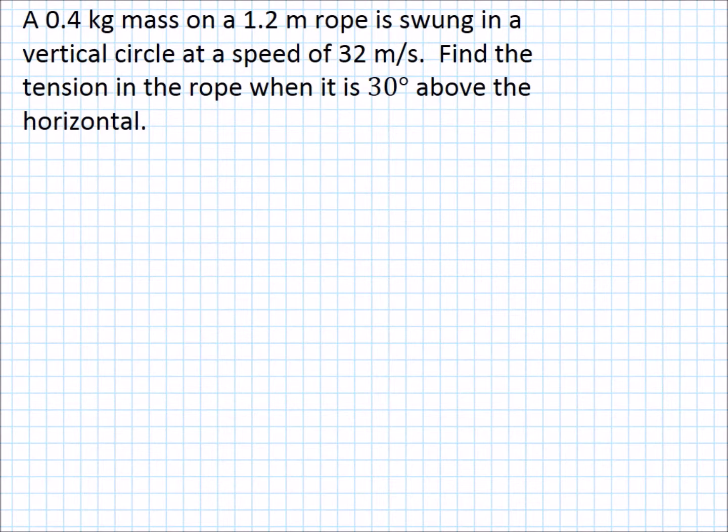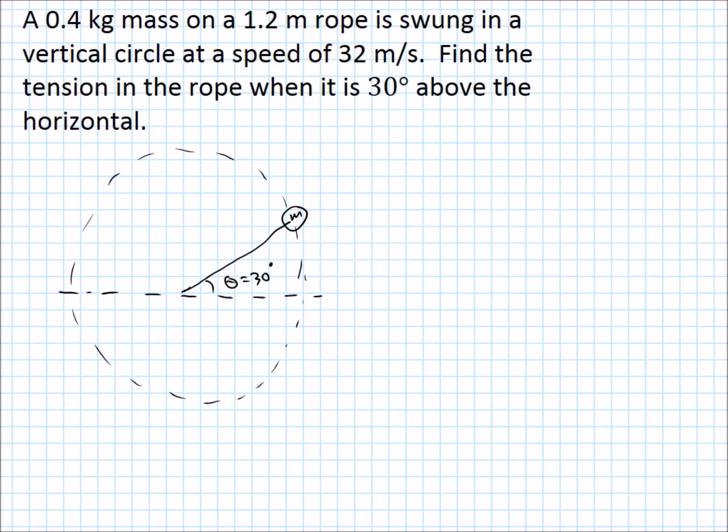So let's draw a picture. Here's a horizontal, just a line for reference, it's not the ground or anything. And the circle is vertical, so it's going around like this. And so we are 30 degrees above the horizontal, so that would be at this position. Here's our mass. Okay, so that's pretty much our picture. I can put my angle in right here, theta equals 30 degrees.